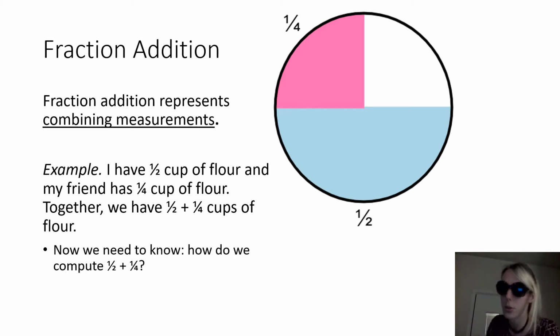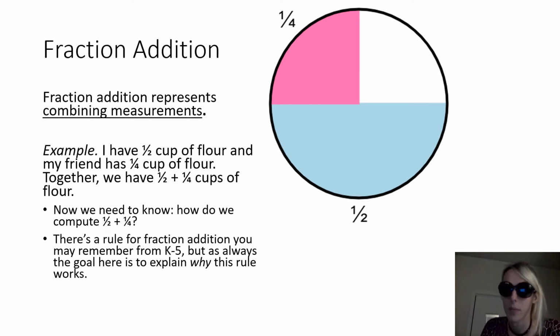And so the goal is to compute a half plus a quarter. We want to find what fraction a half plus a quarter is equal to. We want to know what fraction represents this measurement of a half cup of flour and a quarter cup of flour combined. And as always, we remember how to add fractions from K through 5, but we don't want to just explain how to add fractions. We want to know, why does fraction addition work and why does it make sense? Because if we can understand that better, we'll be able to explain it to other people better.